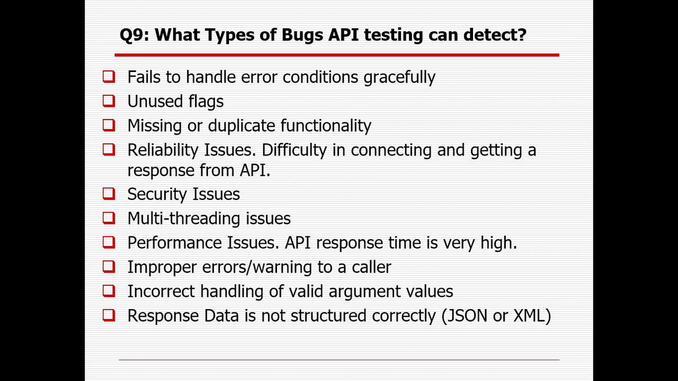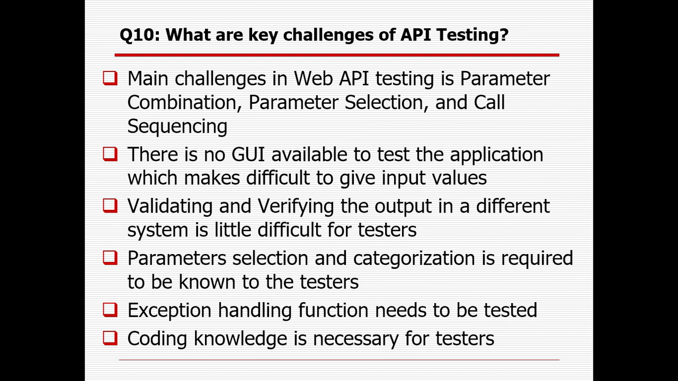Fails to handle error conditions gracefully, unused flags, missing or duplicate functionality, reliability issues, difficulty in connecting and getting a response from the API, security issues, multi-threading issues, performance issues, API response time is very high, improper error or warning to a caller, incorrect handling of valid argument values, response data is not structured correctly in JSON or XML. So these are the different types of bugs API testing can detect easily.